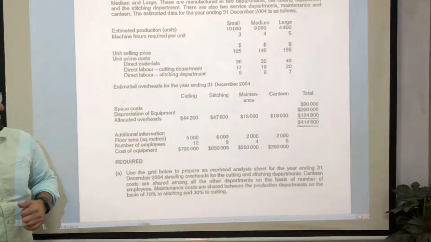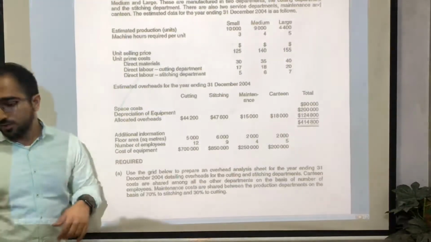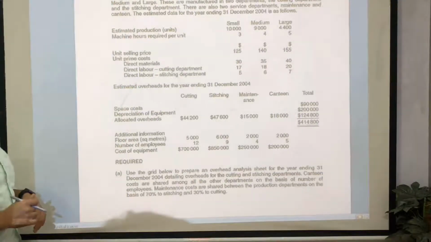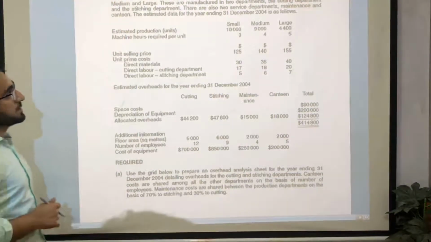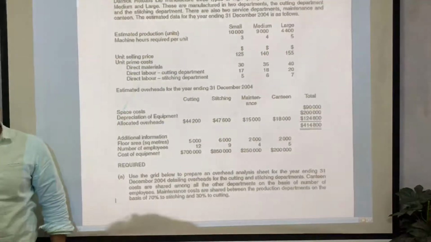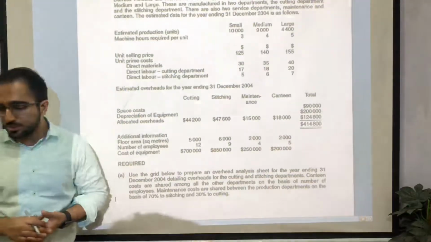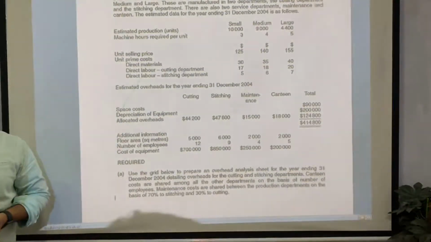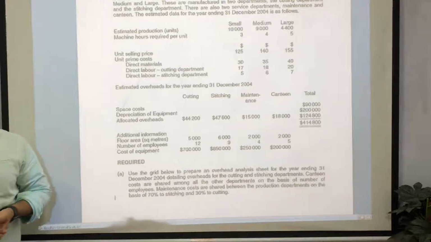So this is a question from November 2003, and let's read the question first. It says Darnick Holdalls Limited manufactured 3 types of high quality handmade cases, small, medium and large. These are manufactured in 2 departments, cutting and the stitching. There are also 2 service departments, maintenance and canteen. The estimated data is as follows.